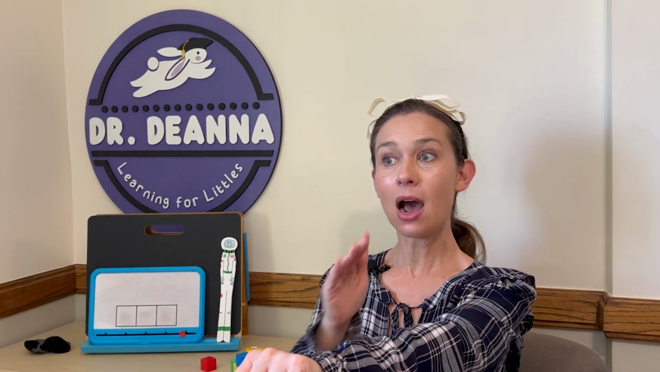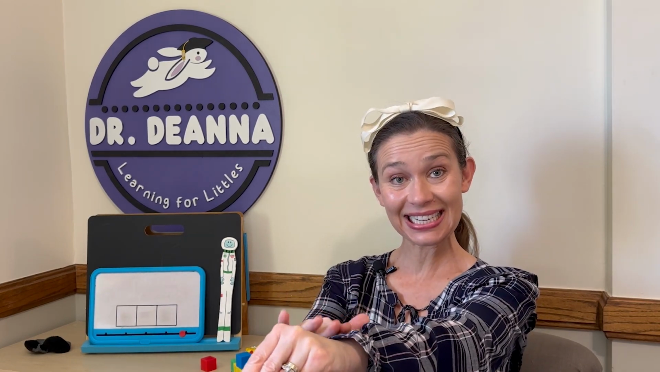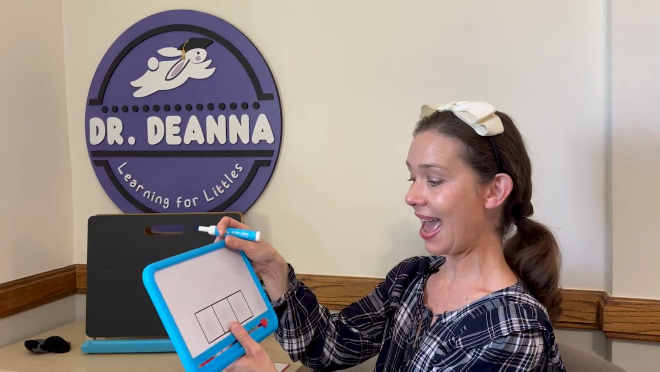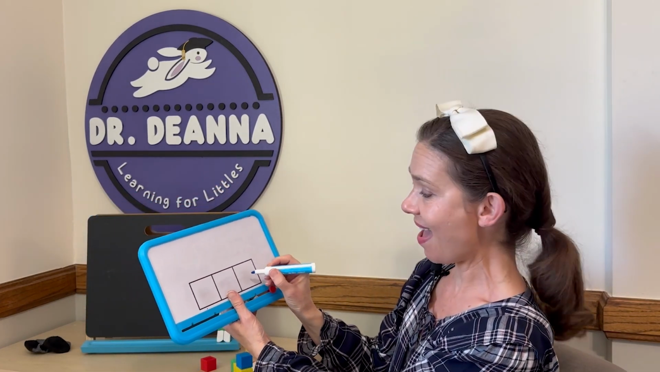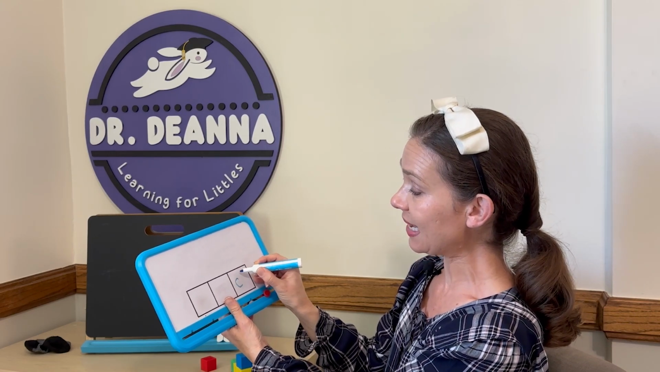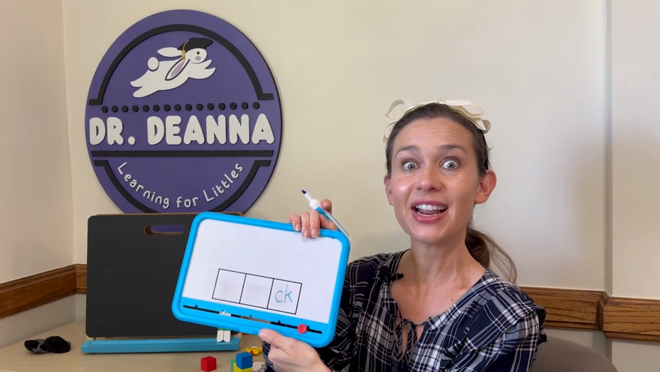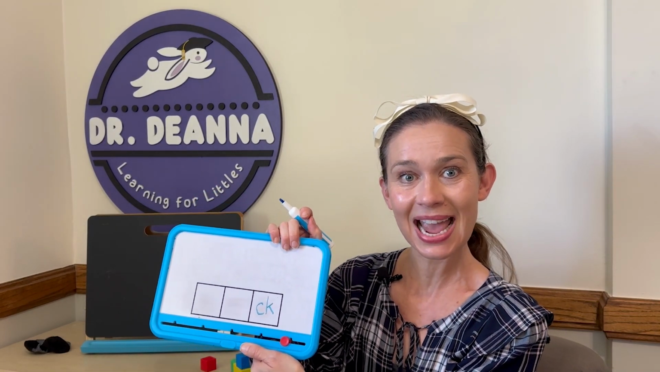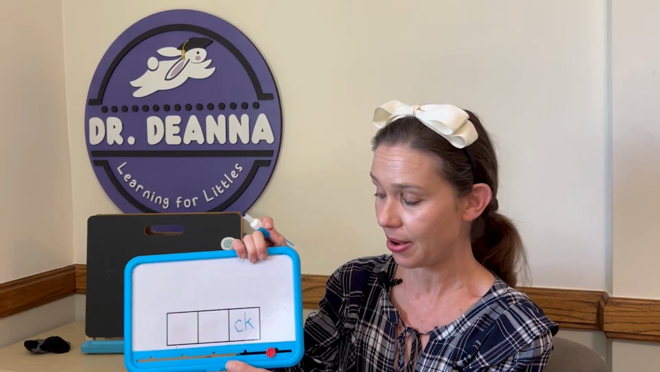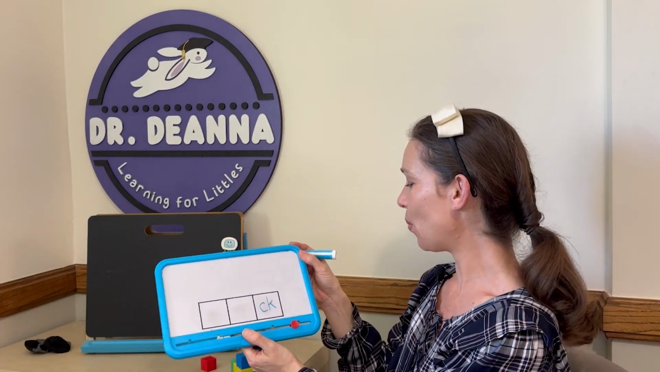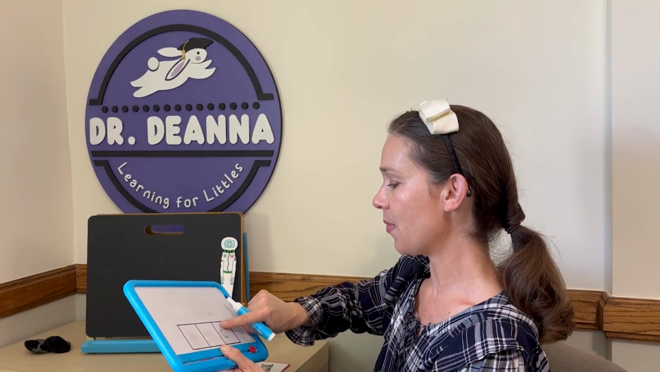Pick. Did you hear the k, k at the end? That means my C and K are going to come at the end. And when we hear the k sound at the end of a word, they decided that they are going to share that box and say the k sound together. Pick. Just like that. All right, let's try another one.